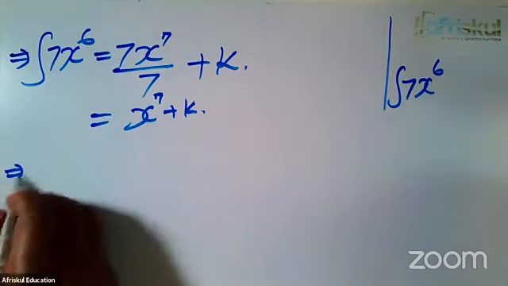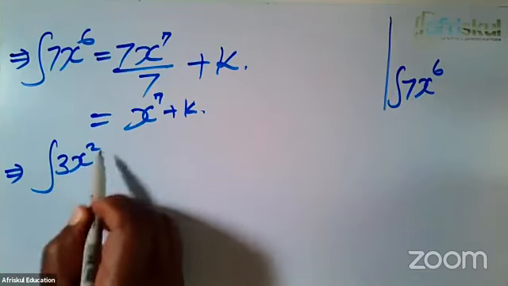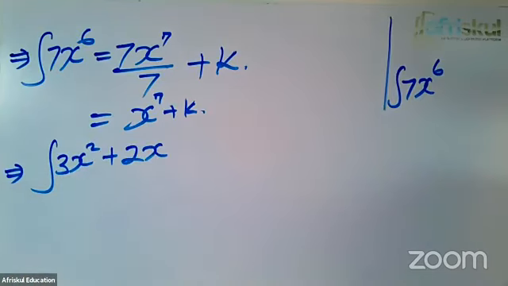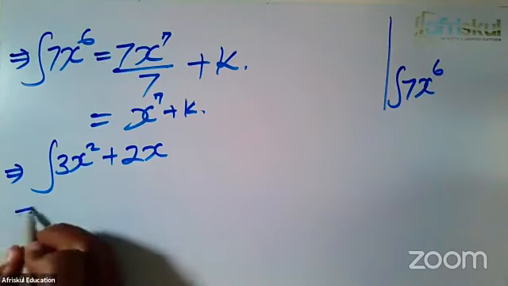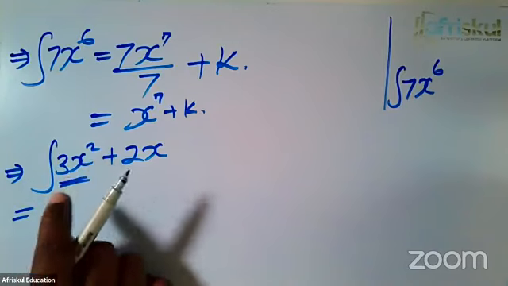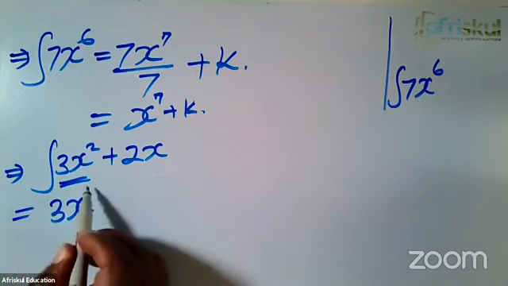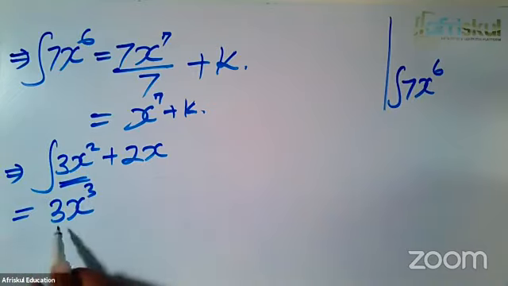How about this one? If you're told here to integrate, ladies and gentlemen, 3x squared plus say 2x. It has got many terms, but doesn't matter how many terms we have. What we shall do is to integrate one term at a time. So integrating one term at a time, we start with this. I can see the power is 2. Integration is all about increasing the power by 1. So we'll talk of 3x raised to power what? 3. Divide by the new power, which is 3.